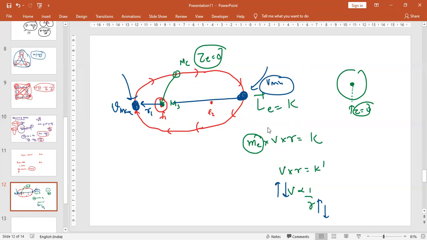So torque on earth is zero, so angular momentum of earth will be constant. Angular momentum is basically mvr, it is a constant. So v into r will be constant, so v is inversely proportional to r.